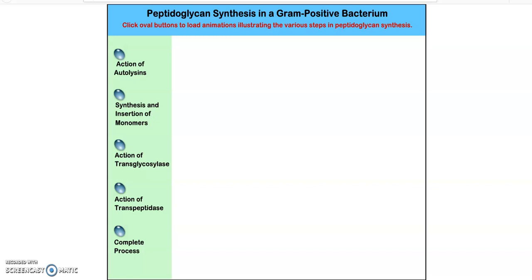So this is an animation by Gary Kaiser at the Community College of Baltimore County, Maryland, and I like to use it when I describe peptidoglycan synthesis because I feel like it's a lot clearer than some of the other videos out there. So let's go ahead and get started.